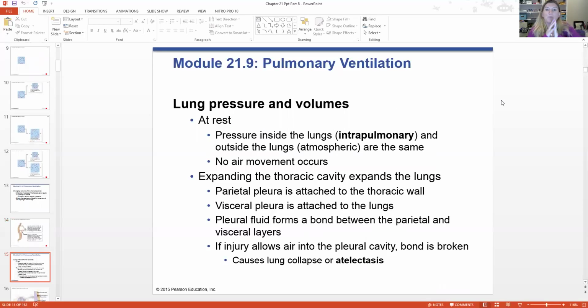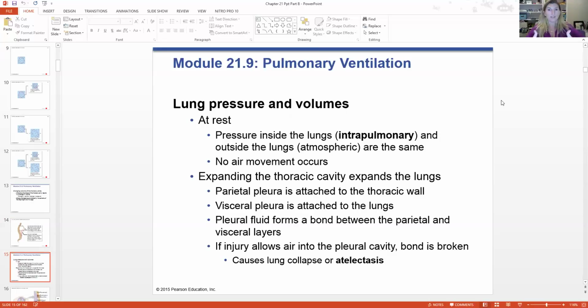So at rest, the pressure inside the lungs, which is called the intrapulmonary pressure, intra meaning inside, pulmonary meaning lungs, pressure inside the lungs, and outside the lungs are the same. So when you're not breathing, the pressure inside and outside are the same. The pressure outside the lungs, or the pressure in the air around us, is called the atmospheric pressure. The pressure inside of our lungs is called the intrapulmonary pressure. When there's no pressure difference, there's no air movement. So at rest, there's no air movement.